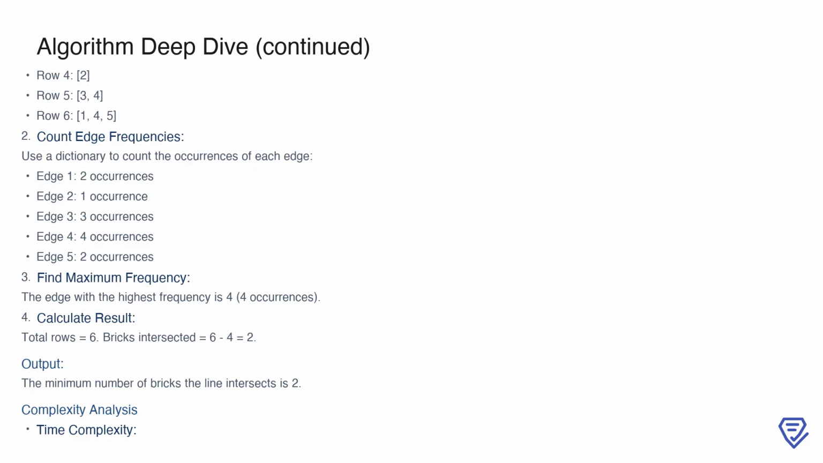The edge with the highest frequency is edge 4, which occurs 4 times. To calculate the result, we subtract this maximum frequency from the total number of rows, which is 6. So, the number of bricks intersected by the optimal vertical line is 6 minus 4, which equals 2. This means the line crosses only 2 bricks, which is the minimum possible for this input. The output for this example is 2. This step-by-step process demonstrates how the algorithm efficiently identifies the best vertical line position by focusing on edge frequencies.